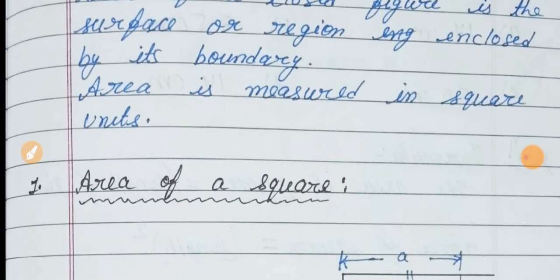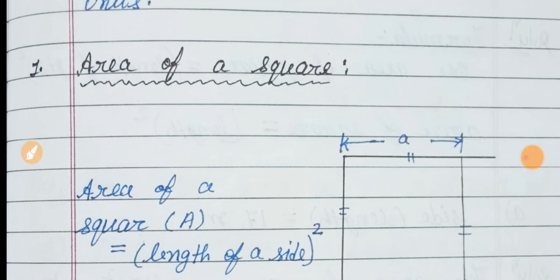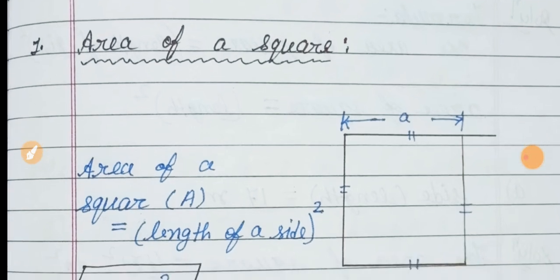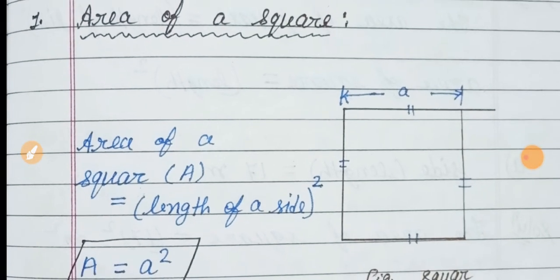Suppose the length is given in meter, so what will be the unit of the area? Meter square. If it is given in centimeter, then centimeter square. Kilometer, then kilometer square. Now we will discuss the formula for the area of a square.